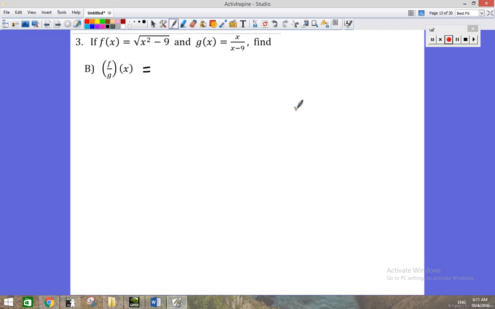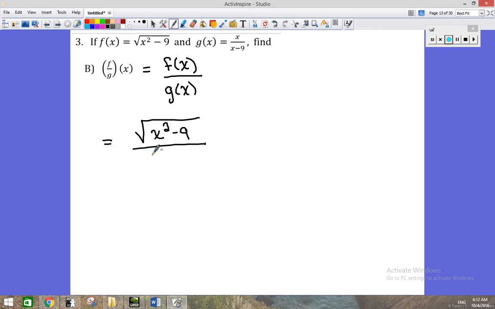In part B, they want us to create a new function through division, to take f of x and divide it by g of x. F of x is this radical. G of x is a fraction. So we have a fraction within a fraction, which is generally referred to as a complex fraction. We want to simplify this.